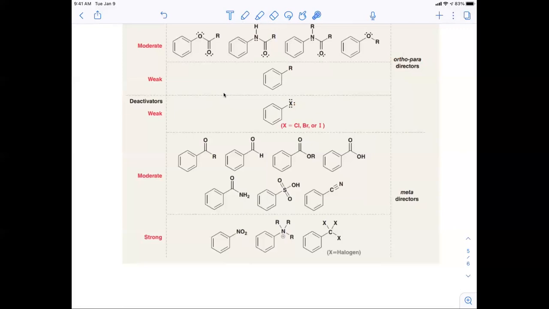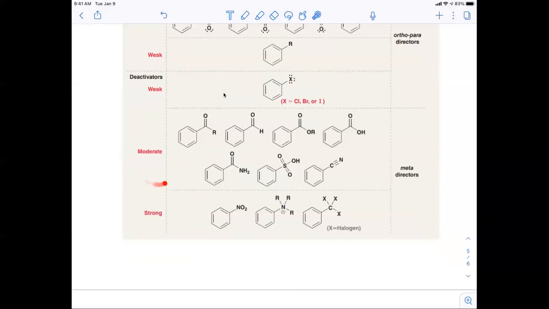But what do they also have on them? A lone pair. What can a lone pair do? A lone pair can donate electrons back through resonance. So halides, and we'll look at this in detail, have inductive effects that make them a deactivator, but resonance donation effects that make them an ortho-para director.